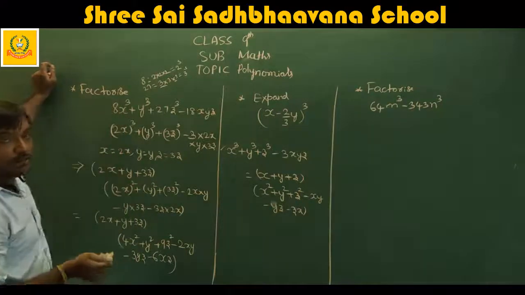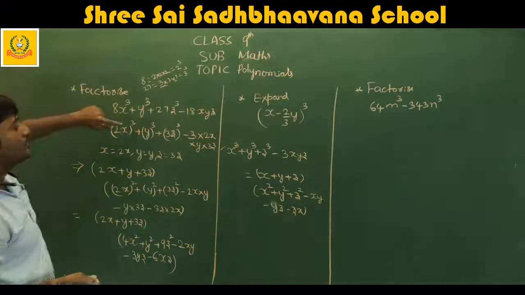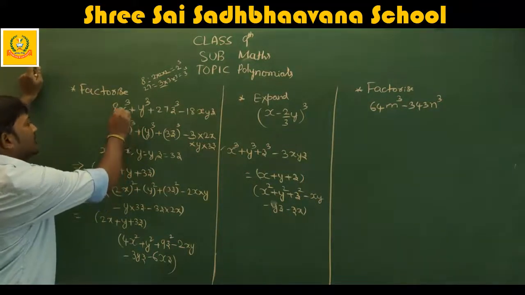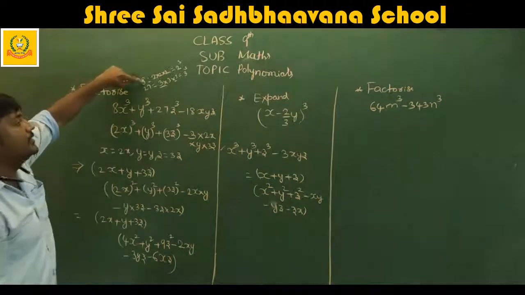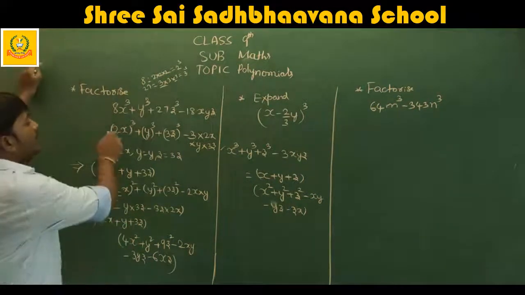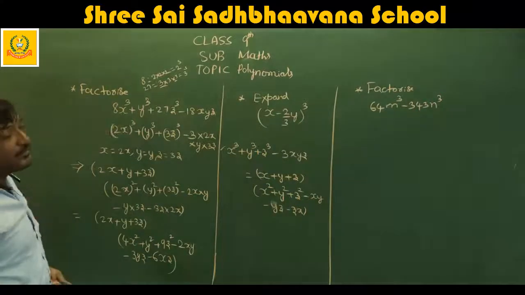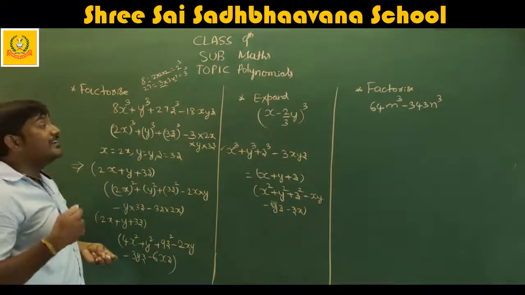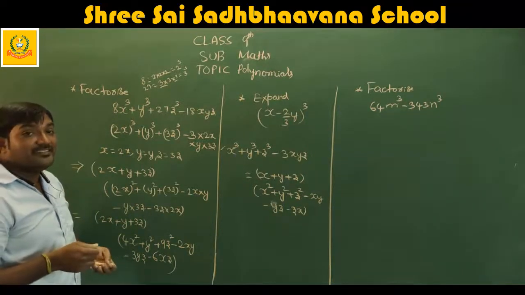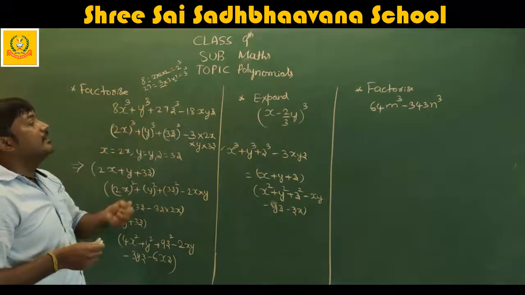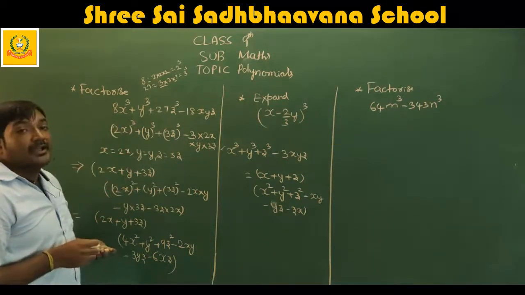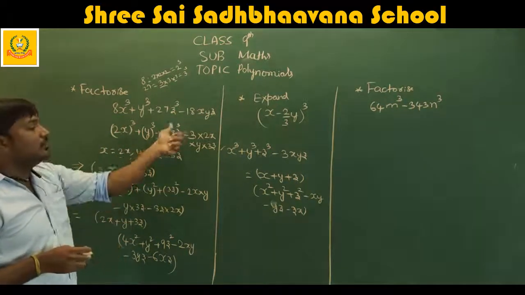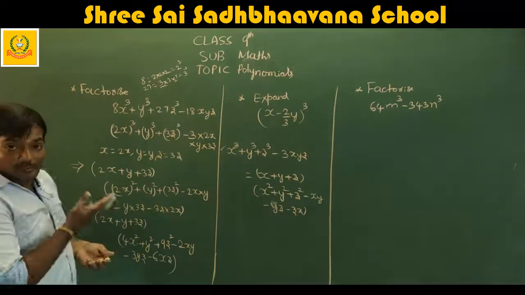So 8x whole cube, 8x cube can be written as 2x whole cube. Got it? Because 2 cube is 8, x cube is x cube. So you'll get that back. I have written it here, you can just check. 2 into 2 into 2 is 2 cube. So 8 can be written as 2 cube. And x already has a cube. So that can be written as 2x whole cube. And y cube as it is given. And 27z cube. Here we can write 27 also as 3 into 3 into 3, which is 3 cube. So 3z whole cube. So 3 cube z cube, which is 27z cube, you will get back.